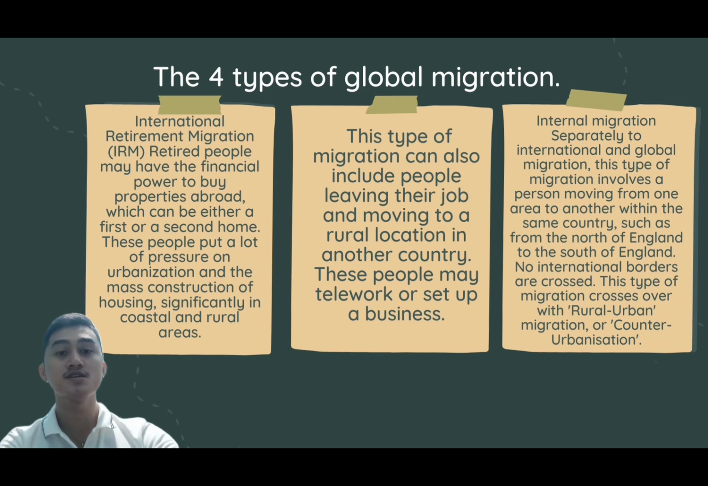Internal migration. Separately to international and global migration, this type of migration involves a person moving from one area to another within the same country, such as from the north of England to the south of England. No international borders are crossed. This type of migration crosses over with rural-urban migration or counter-urbanization.